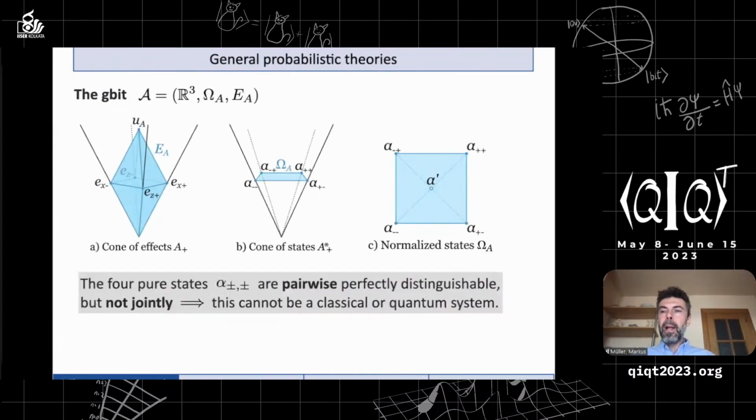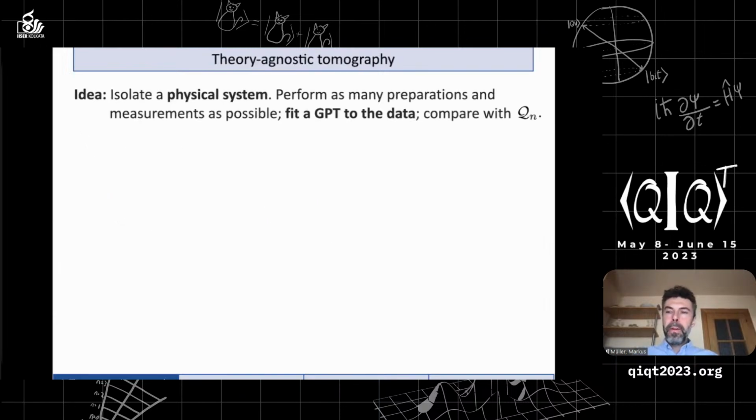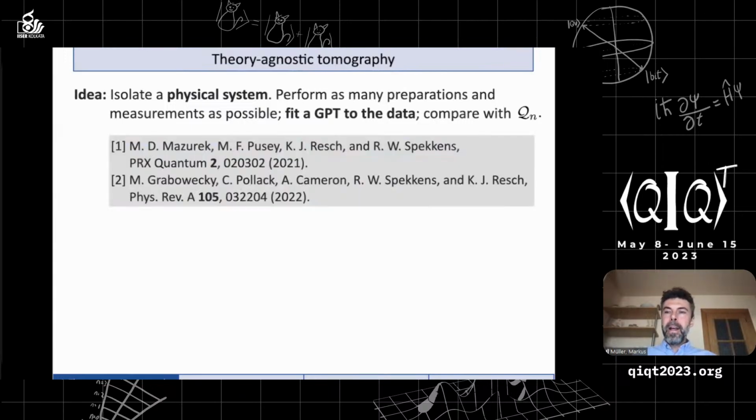Good. Now, given that background, what is theory agnostic tomography? In a nutshell, the very idea is that you go to the lab, you isolate some physical system, and you perform as many preparations and measurements as possible. You fit a general probabilistic theory to the data, both a state space and a set of effects, and then you compare with the quantum predictions. And this has actually been done.